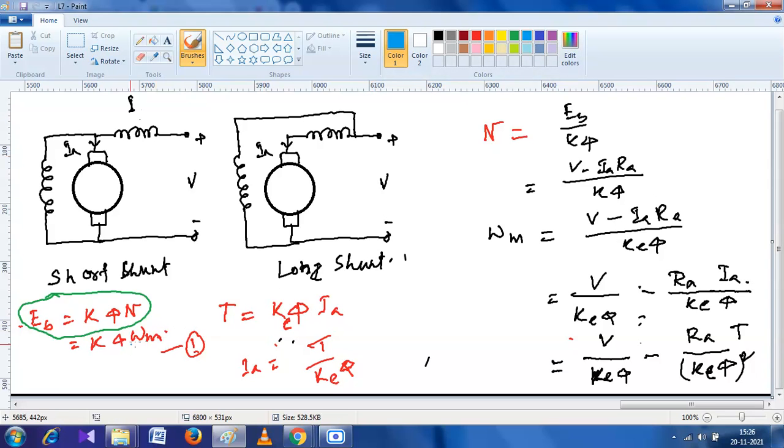So we have to remember this one, equation 1, and this is equation 2, and this is equation 3. We have to remember these three equations.